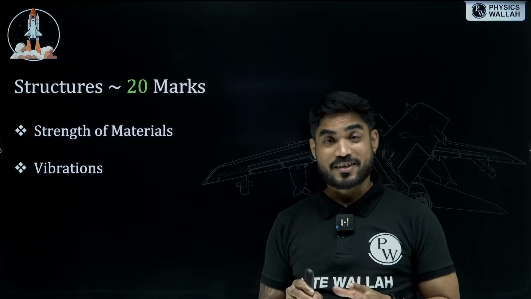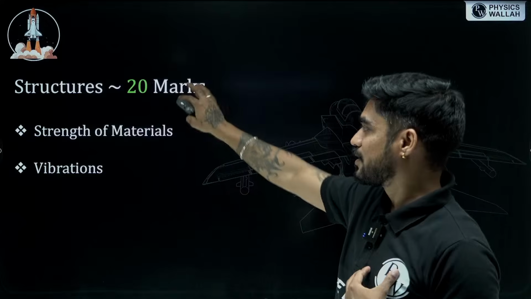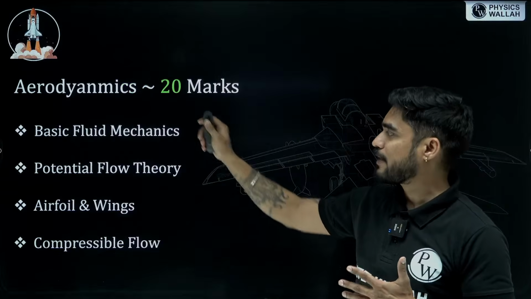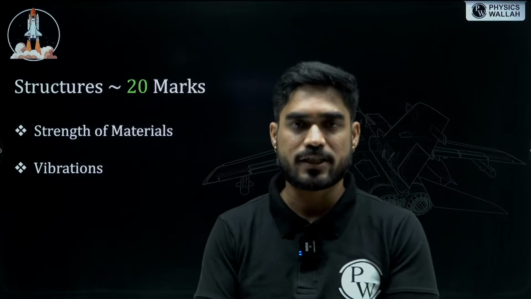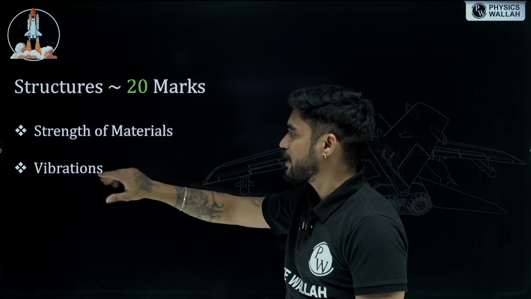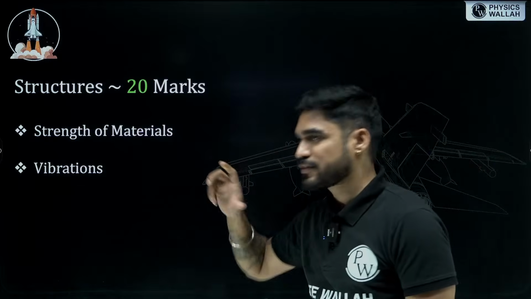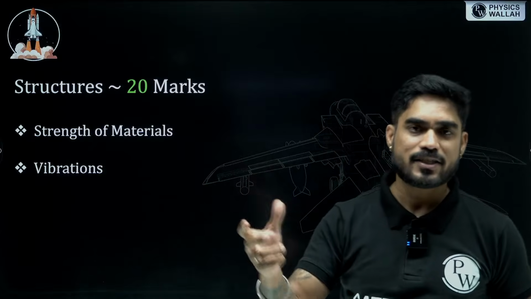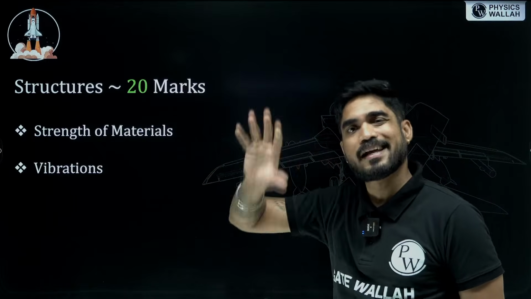Then comes structures, one of my favorite sections, and let me tell you, I teach the subjects of structures. This is another high weightage subject, just like aerodynamics. So aerodynamics and structures are the 2 very important sections of GATE Aerospace. Structures contains strength of materials and vibrations. Let me tell you that the syllabus of strength of materials in mechanical, civil, PI and other branches is different from the syllabus of strength of materials in aerospace engineering.